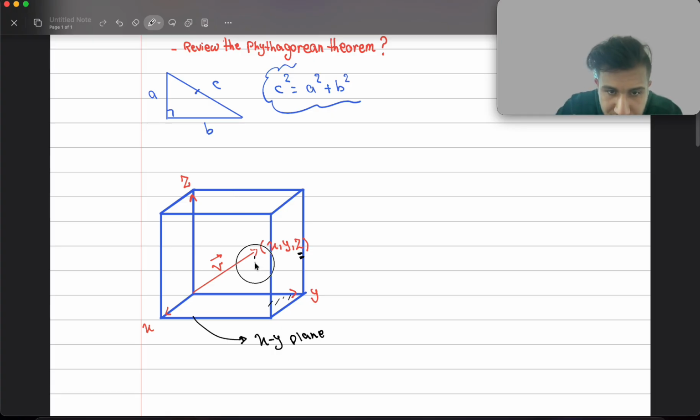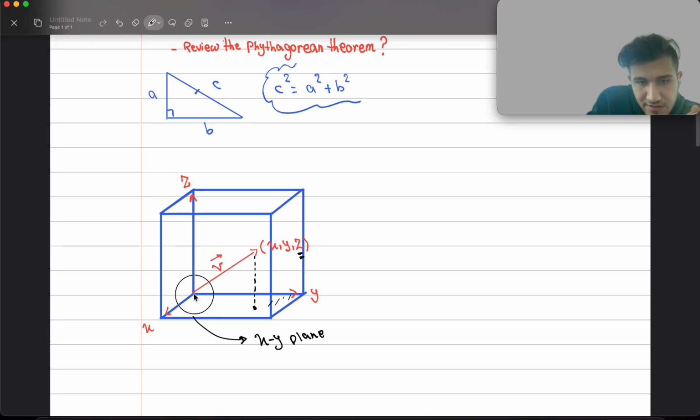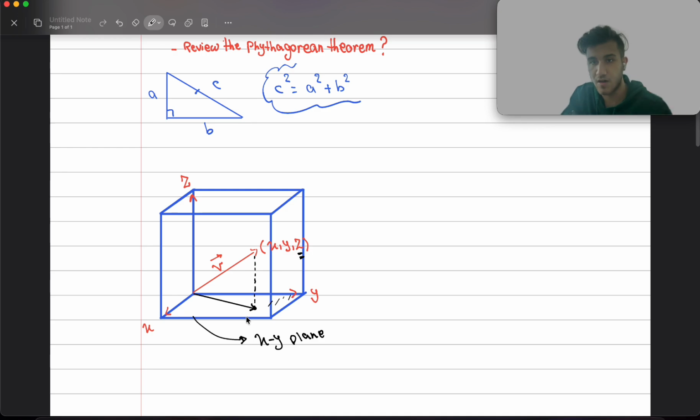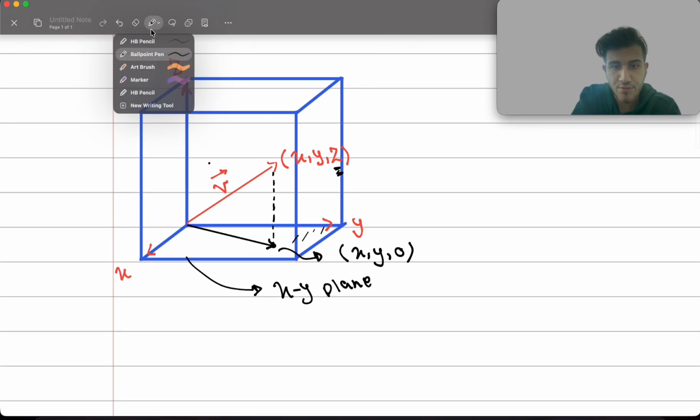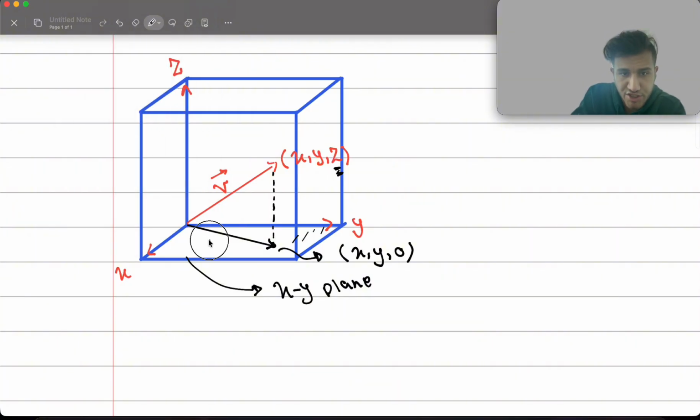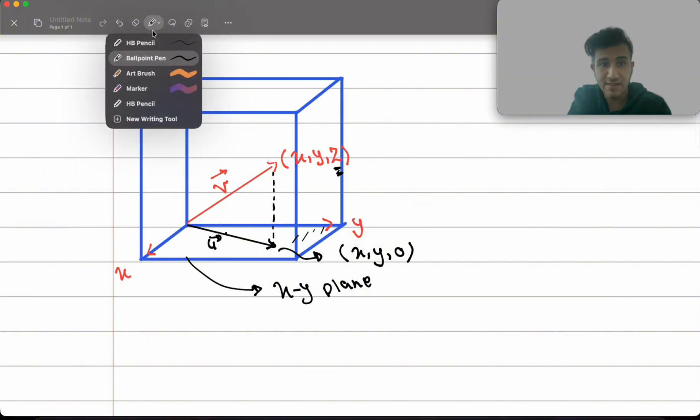If I project this onto the xy plane, I'm going to get something like this. This is the vector, let's name it u, and u is the projection of the vector v on the xy plane. This vector has the same x and y coordinates as the vector v, but with zero height. We assume that the z coordinate is 0, so it's just located on the flat surface, the xy plane, right? The interesting thing about the vector u, the projection of the vector v on the xy plane, is that we know how to find its magnitude.